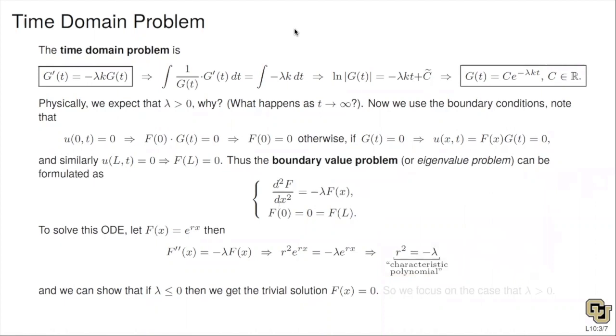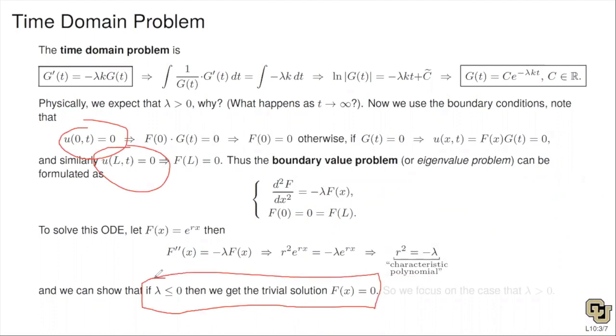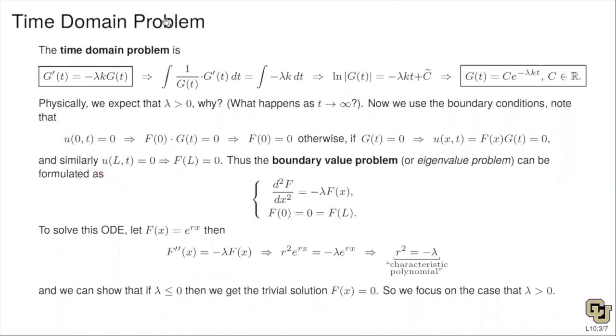In this case, with these trivial Dirichlet boundary conditions, it ends up that if lambda is less than or equal to 0, we get a trivial solution. So the only case here, and this is a direct result of the boundary conditions, right? So I just want you to appreciate that. Change the boundary conditions, we could change this scenario. So here we focus on the case lambda is strictly greater than 0.